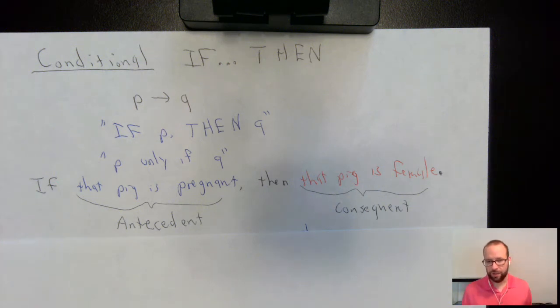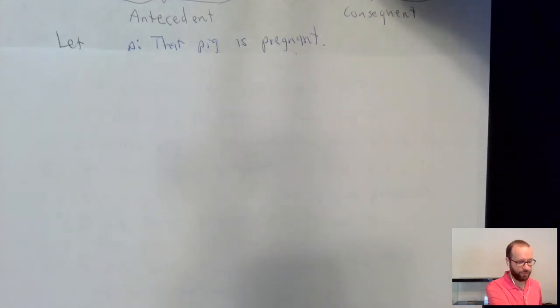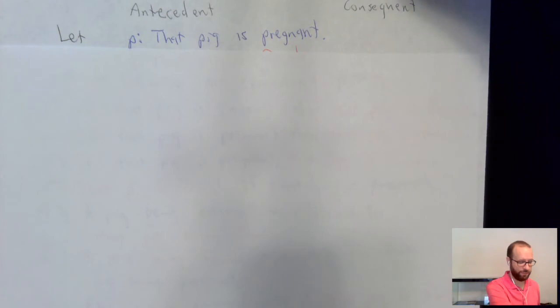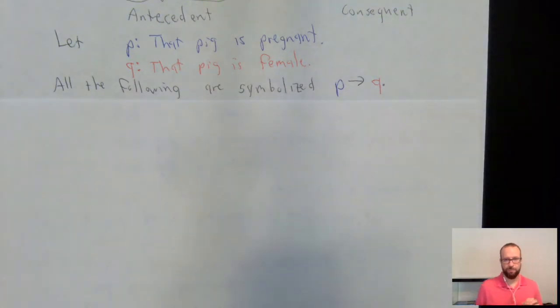Now, unlike with disjunction, where there's only one word, there are a ton of ways to say if this, then that in the English language. I want you to learn 8 of them. So I'm going to go through that list right now and then talk about it a little bit and then give you a shortcut that I use. Let's let, for all of these examples, P be that pig is pregnant. I'm going to write that in blue in each of the examples. And Q be that pig is female. Okay, all of the following 8 things are symbolized if P then Q.